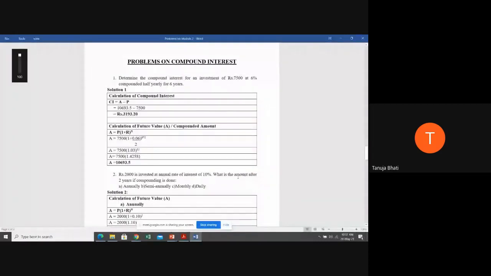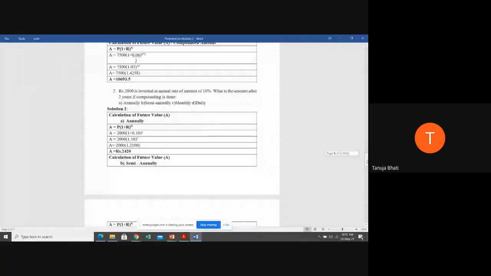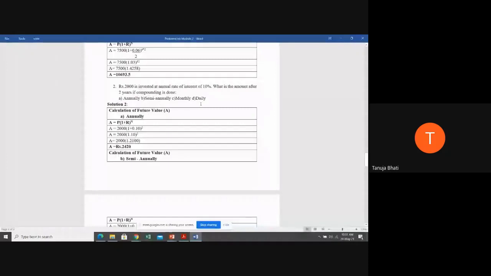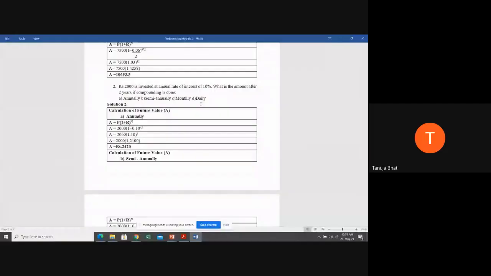Rupees 2000 is invested at an annual rate of interest of 10%. What is the amount after 2 years if compounding is done annually, semi-annually, monthly, and daily? So now we have to solve the same problem if the compounding is annual, semi-annual, monthly, or daily. Students, it is very important for you all to determine whether present value or future value is given. So 2000 is invested, that means it is the original principal amount. 10% is your rate of interest. 2 years is your time period.